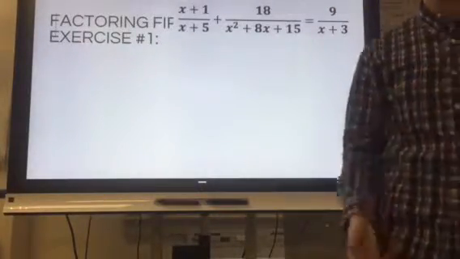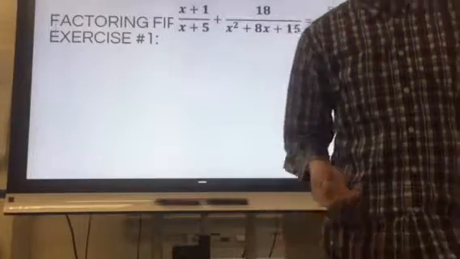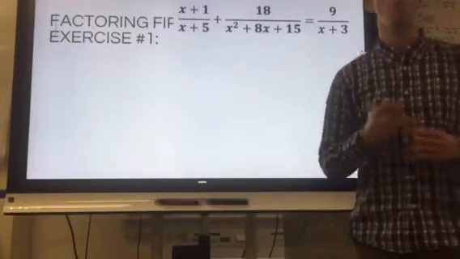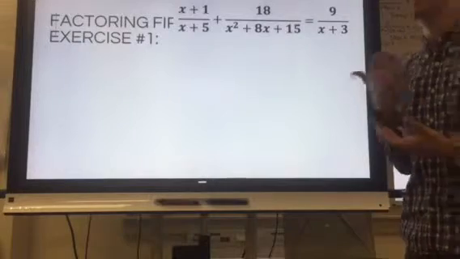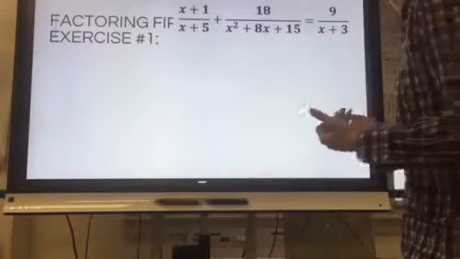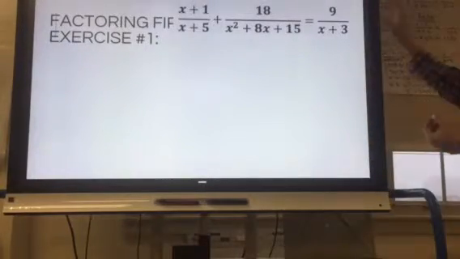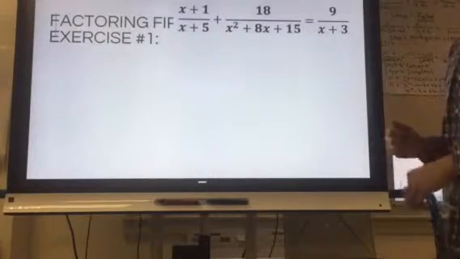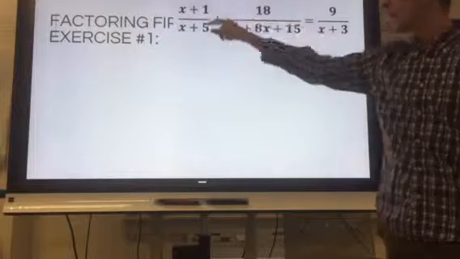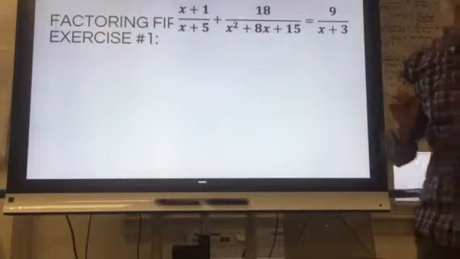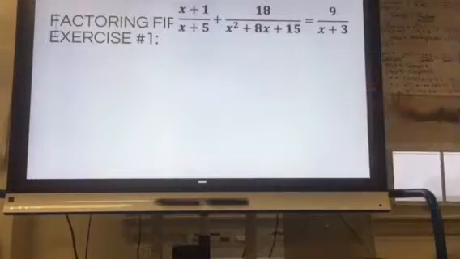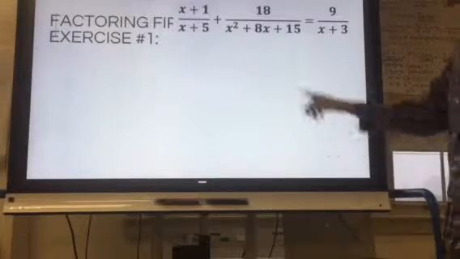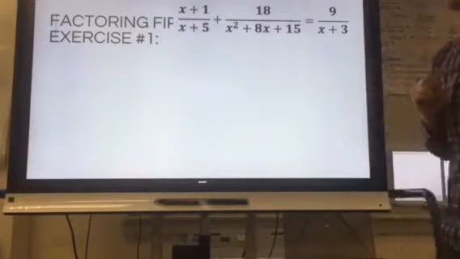So just like simplifying a rational expression, or when we're multiplying, dividing, or adding or subtracting rational expressions, when you are solving a rational equation, you always have to factor first. So I'm going to look at every single numerator and denominator and determine if any of them need to be factored. So as I'm doing that, I see the denominator right here can be factored.